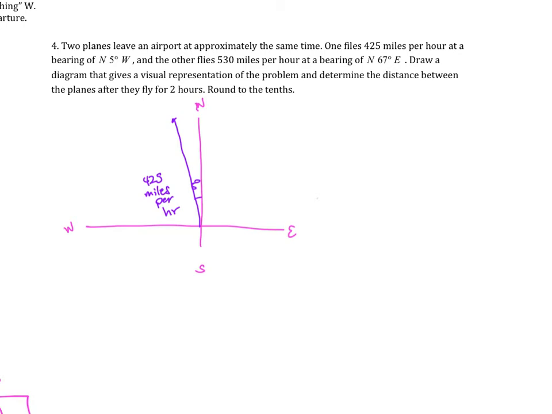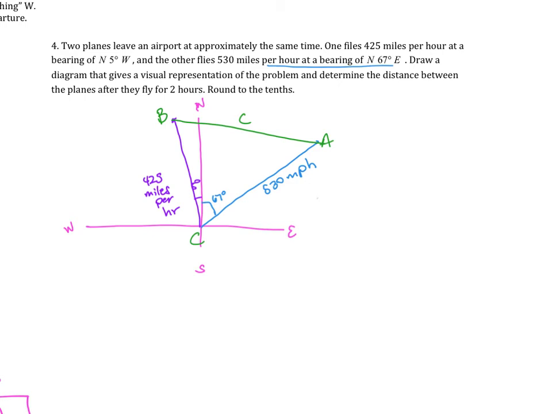Then the other plane flies 530 miles per hour at a bearing of north 67 degrees east. So northeast, let's draw the direction here. And the angle is 67 degrees, and that is at a rate of 530 miles per hour, or I could say mph. So we drew our graphical representation of that, a visual representation. And now we need to determine the distance between the planes after they fly for 2 hours. So we're trying to find this distance here. So I'm going to call that C. So here's C, and then it doesn't matter, I'll call that A and B.